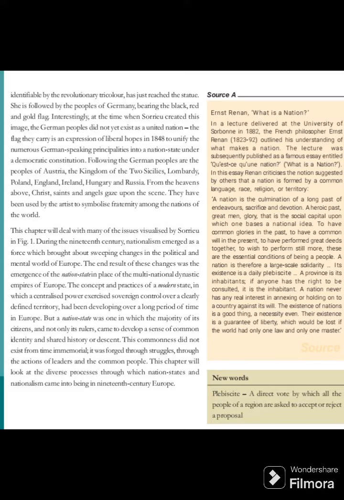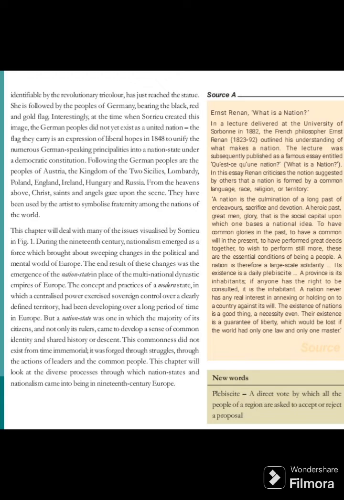During the 19th century, nationalism emerged as a force which brought about sweeping changes in the political and mental world of Europe. The end result of these changes was the emergence of the nation-state in place of the multinational dynastic empires of Europe. The concept and practices of a modern state, in which a centralized power exercised sovereign control over a clearly defined territory, had been developing over a long period of time in Europe.